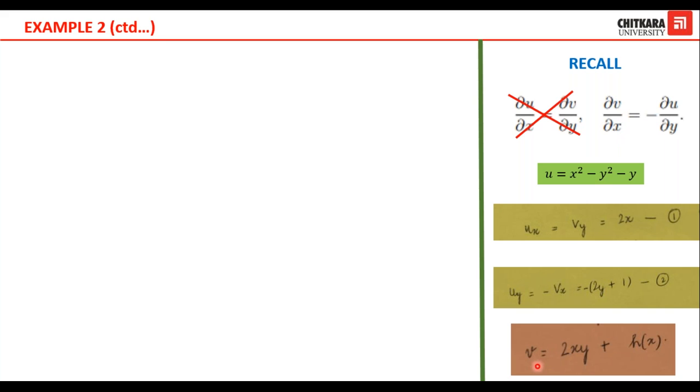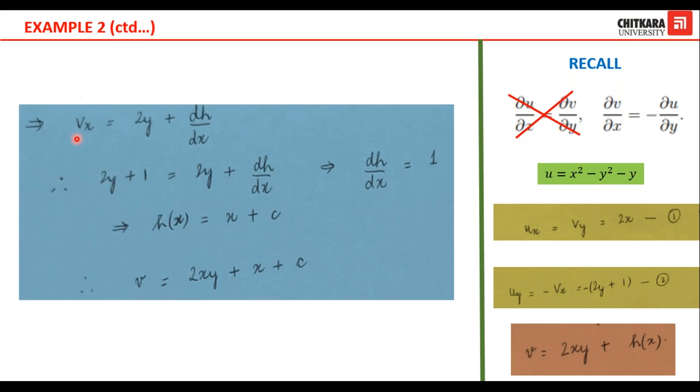So what is ∂v/∂x from this expression? It will be 2y plus, what will be the derivative of h(x)? It will be h dash x. So vx becomes 2y plus, you can either write h dash x or you can write dh by dx. It's your choice, right? And it is equal to what? Minus uy. What is minus uy? If uy is equal to minus of 2y plus 1, so minus of uy will become 2y plus 1.